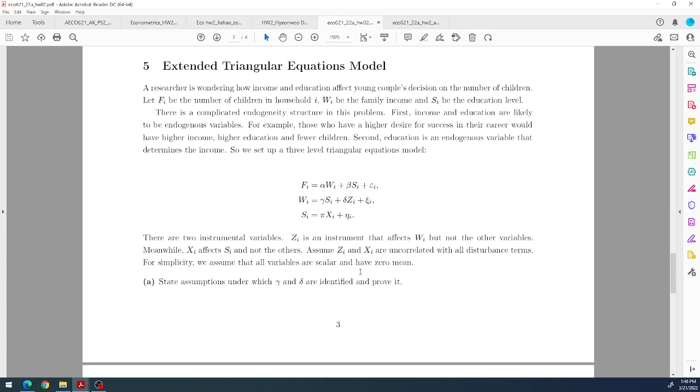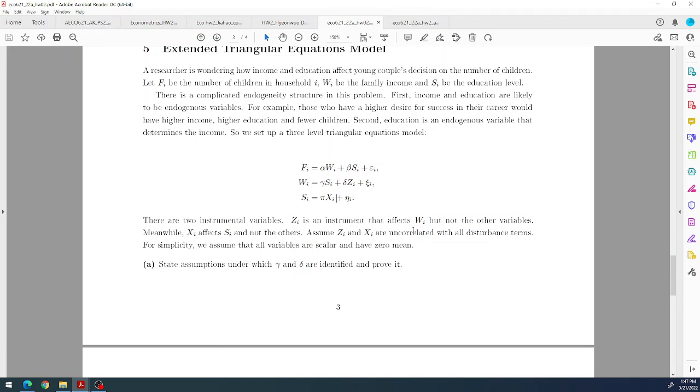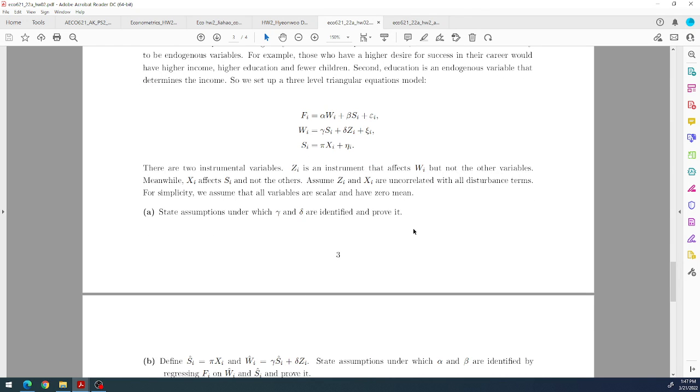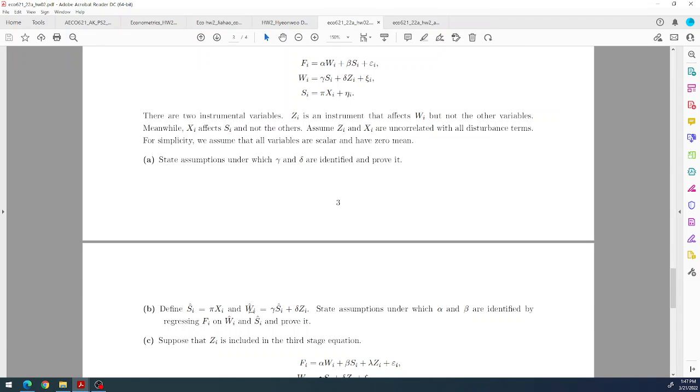And so this is simple because this step is identical to the fitted value approach we learned in class, right? The only difference is Z is excluded here, which means the coefficient of Z is 0 in this equation. But other than that, that makes the algebra even simpler. So that is not a problem. But the problem here is using the first two stages to identify the third one. That's more complicated.